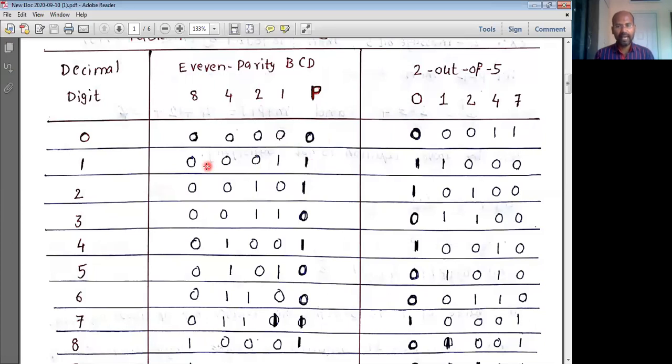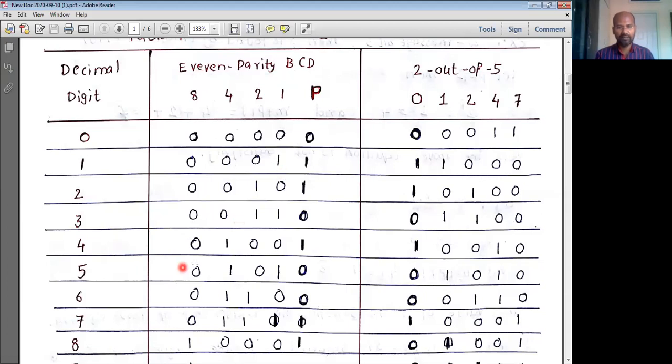Look at the number of ones present in the actual bits. These are the actual bits. How many ones are there? Only one. One is an odd number. So to make it even, we assign 1 to the parity bit. So if you include the parity bit with the data bits, the total number of ones present in this code is even. That's why it gets its name even parity, right?